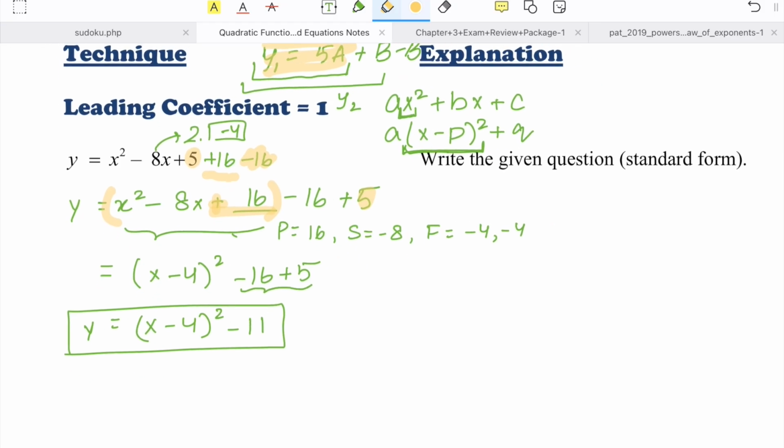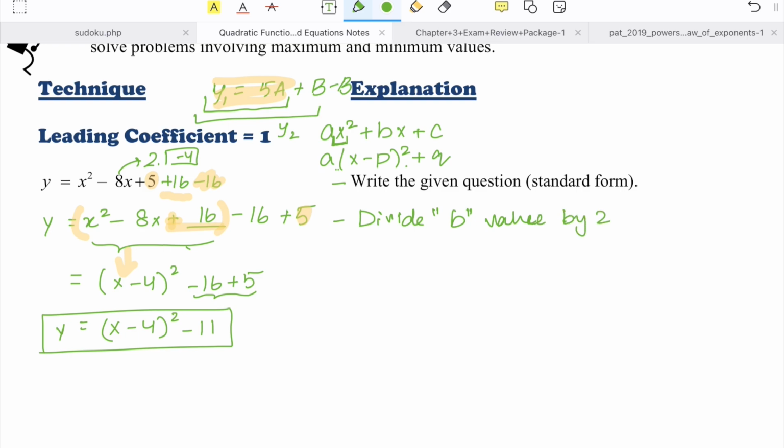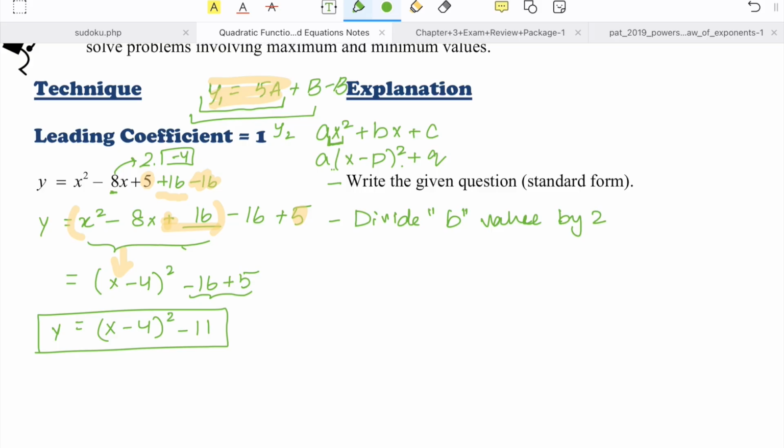The only confusing step for this is completing the square, this piece. Adding, subtracting, and completing the square. So let's look at the steps to solve this. First of all, we'll write the given question in standard form. Then we will divide our b value by 2. So our b value is 8 over here. Square it, add and subtract it.